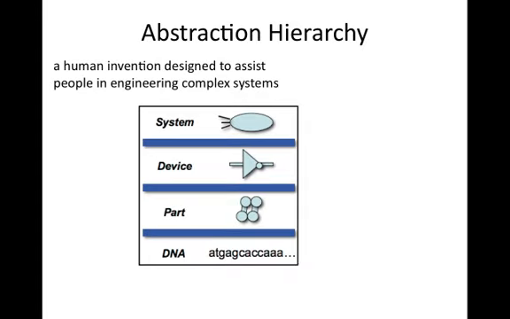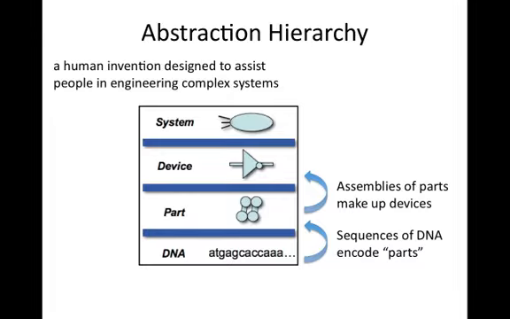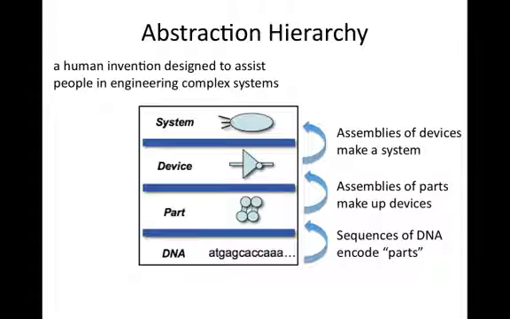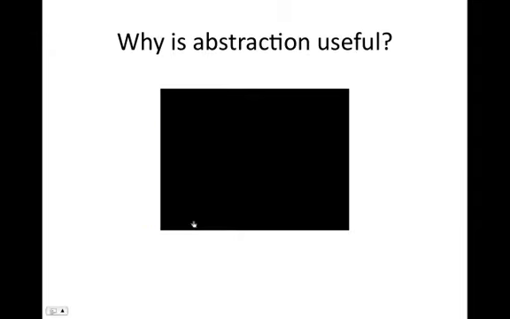So that's working from the top of the abstraction hierarchy down. Working from the bottom up, we can say that sequences of DNA are what encode the parts, that assemblies of parts make up devices, and that assemblies of devices are what will make up a system. And so in a follow-up short presentation, we'll go through this abstraction hierarchy and actually apply it to biology and biological systems and look at what it gets you and why you might bother.